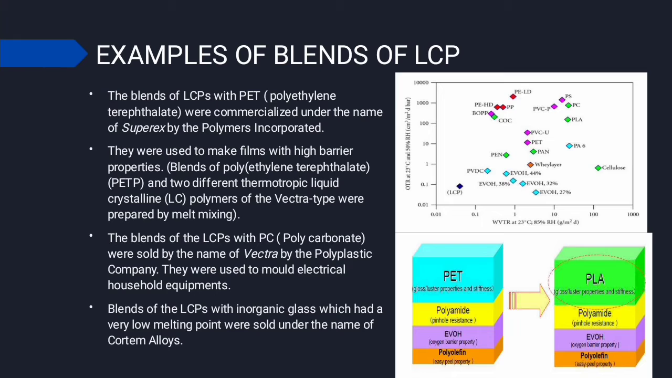This PLA is polylactic acid, an alternative source of PET, because polylactic acid is a biodegradable polymer or organic polymer as compared to the inorganic polymer called PET. These figures show the WVTR at 23 degrees Celsius and the perpendicular OTR at 23 degrees, 50% RH values. We will discuss these figures in some later classes.